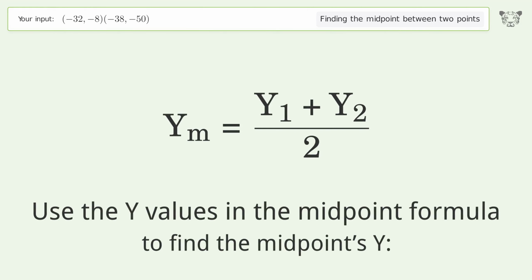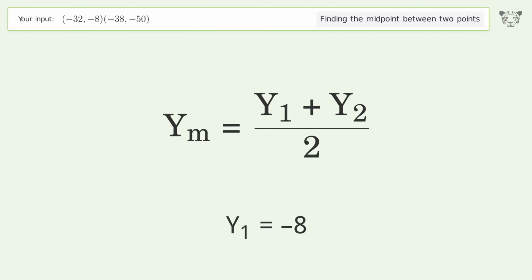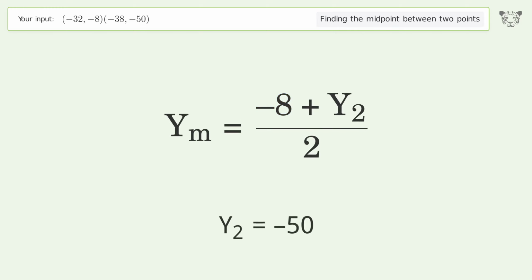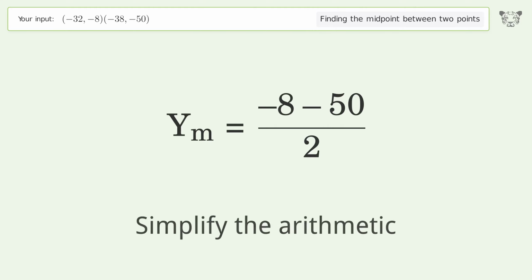Use the y values in the midpoint formula to find the midpoint's y. y1 equals -8. y2 equals -50. Simplify the arithmetic.